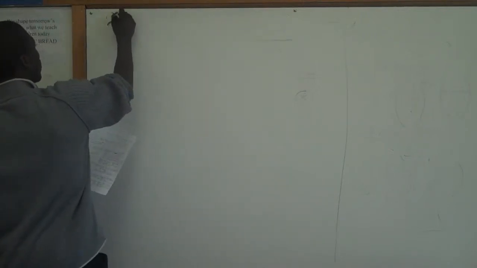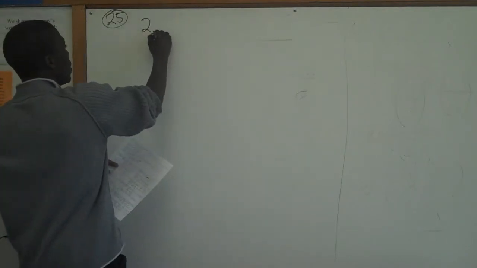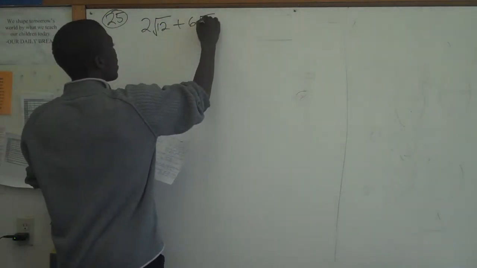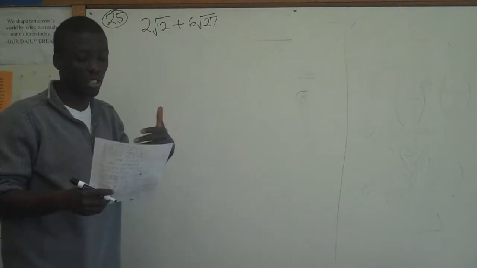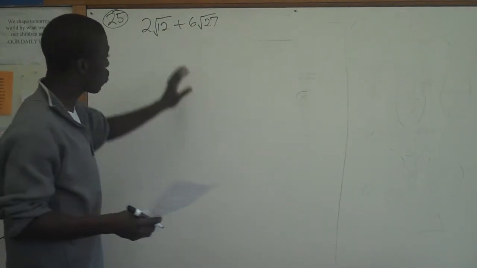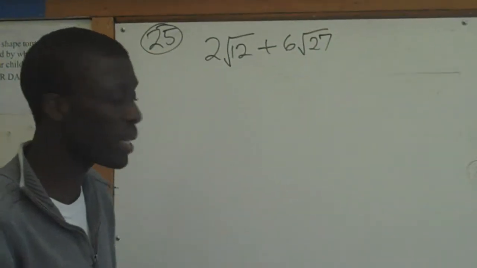Interesting problem. Number 25. You have to be careful here with this problem. Square root of 12, 2 square root of 12 plus 6 square root of 27. When you're given a problem like this, we don't just expect you to use a calculator. What we want you to do is to look at the problem, look at the square roots involved, and find ways to break them down.